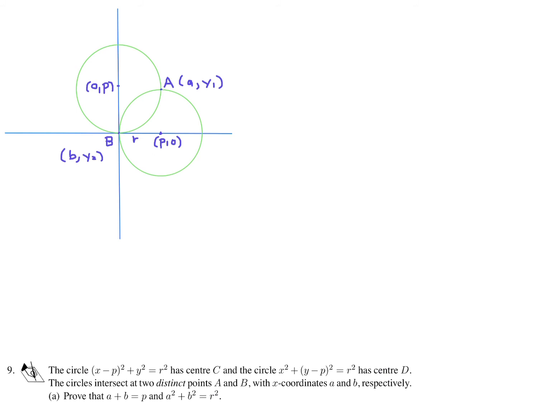All right. So we have to prove a plus b equals p. That's what we have to do first. And then secondly, we have to prove a squared plus b squared equals r squared. All right. Let's do the first one. So the first one should be relatively straightforward because that can be done with just a midpoint. The midpoint of this segment right here, from A to B, that midpoint. And then I will compare that midpoint to the midpoint of D to C, right here.